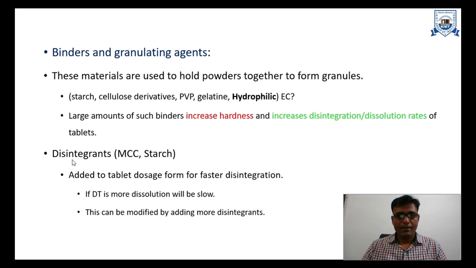Now disintegrants. Disintegrants like MCC and starch are added to the tablet dosage form for faster disintegration. If disintegration time is more, then dissolution will be slow, and this can be modified by adding more disintegrants. This disintegration time also depends on the amount of disintegrants in the tablet dosage form. If we are using a low quantity of disintegrants, then the disintegration time may increase. If disintegration time increases, then finally it decreases the dissolution and absorption rate of the drug.